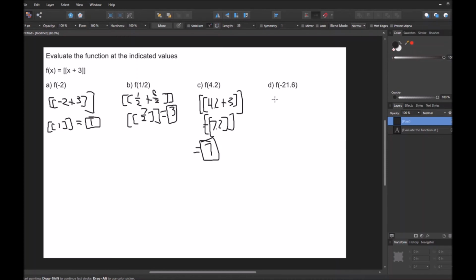Then we have -21.6, so that's going to be -21.6 plus 3. So that looks like it's going to be -18.6. And remember, we're rounding down, and we're in the negative space, so this is going to be -19. So that's how you do those ones.